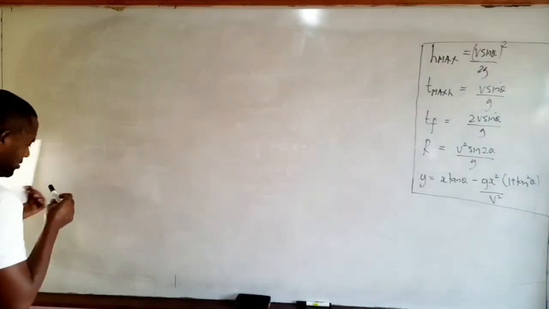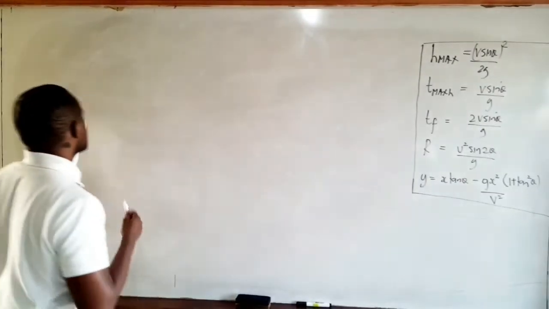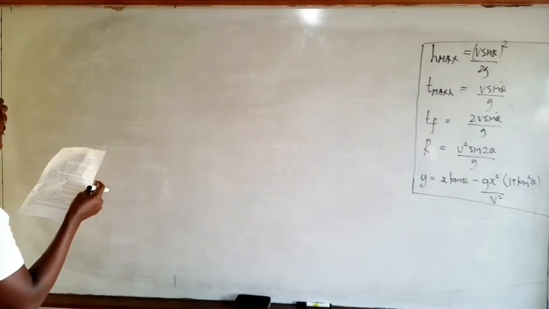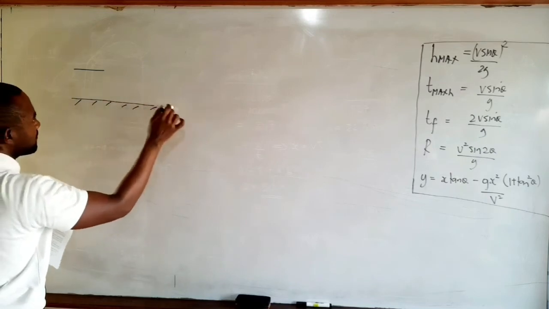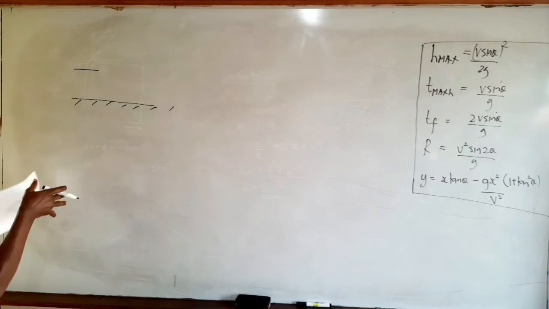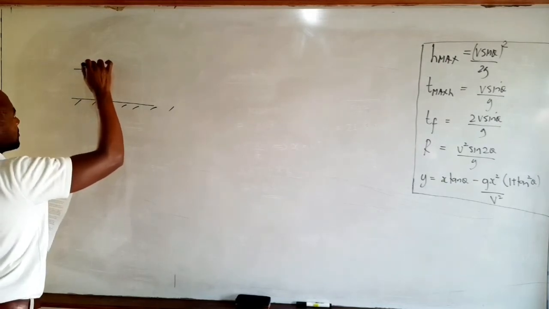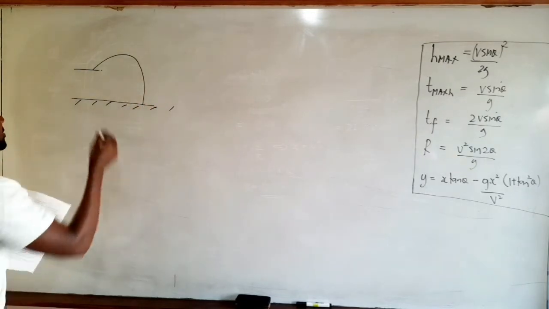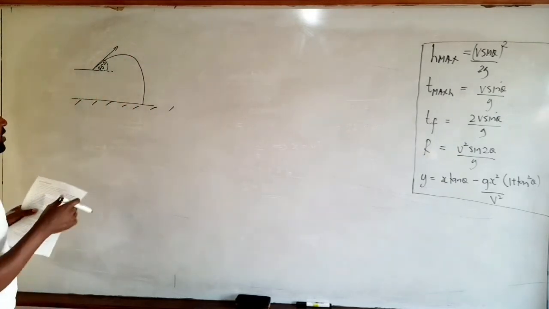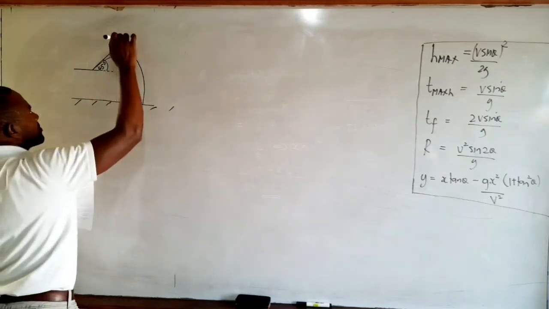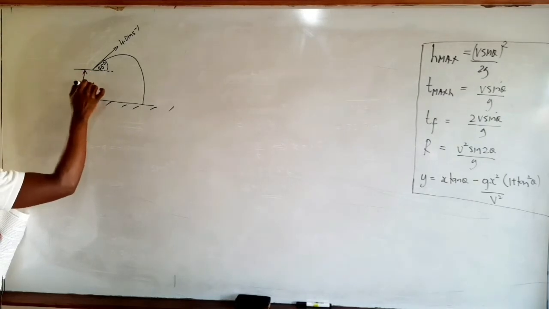So as we usually do, we use a diagram to represent this situation. The particle is projected from a point which is 2 meters above the ground. So let this be the point 2 meters above the ground, and let this be the ground level. It is projected at an angle of 45 degrees and it's going to strike the ground. The angle the path makes to the horizontal is 45 degrees, and its initial velocity of projection is 40 meters per second.